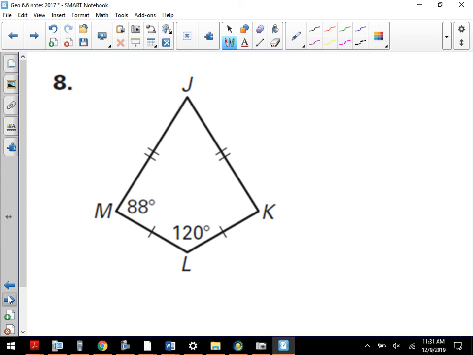What does angle K have to be? Has to be the same. And then again, there's a total of 360 degrees. Just add all these up. So you have 360, back out the 120, gives you 240. 88 and 88 is 176. Just subtract out. And we go from there. Okay. Should not be very difficult.